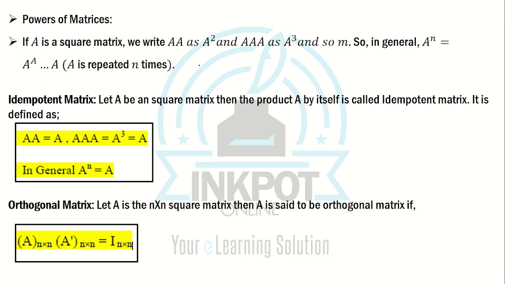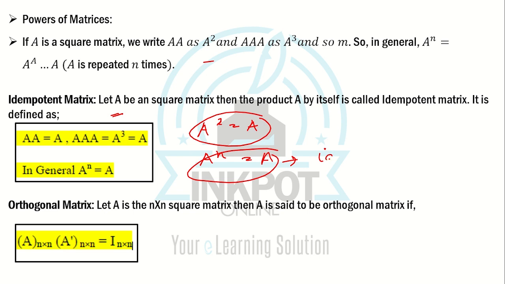Now you come to the power of matrices. So if A is a square matrix, then you can write A into A as A squared and A into A into A as A cube and so on and so forth. And this actually gives rise to two other different kinds of matrices. The first one is an idempotent matrix. So you say that if A is a square matrix, then the product of A by itself is called an idempotent matrix. Okay, so if A squared is equal to A, then A is an idempotent matrix. And similarly, by that logic, if A to the power n is equal to A, then it's an idempotent matrix. This is the general form of an idempotent matrix.